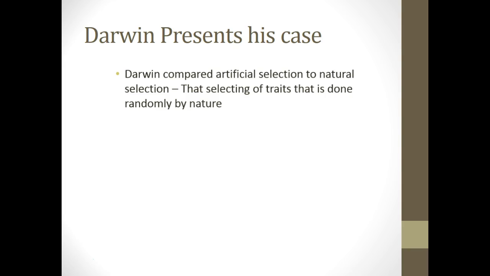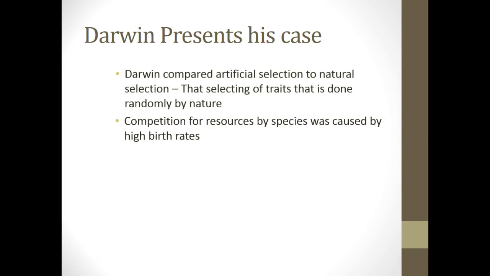So Darwin said that if humans can create dog breeds, then nature should be able to create different breeds or different species. That selecting of traits that is done randomly by nature, remember, is natural selection. The selecting of traits by humans is artificial selection, and dogs aren't the only thing that are artificially selected. If you remember from last lecture, I talked about Brussels sprouts and broccoli and cauliflower and kohlrabi, and all of those things were selected by humans, and were created by basically enlarging different parts of the mustard plant.